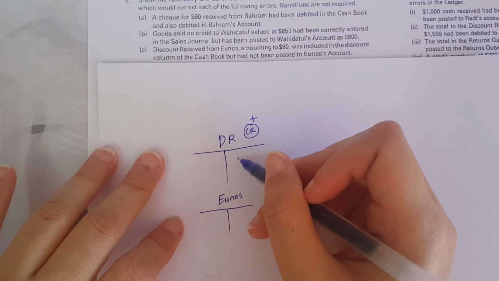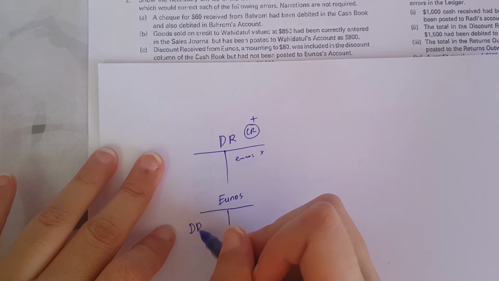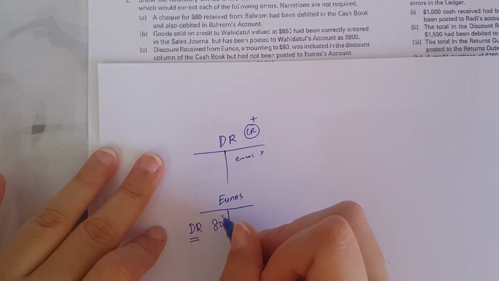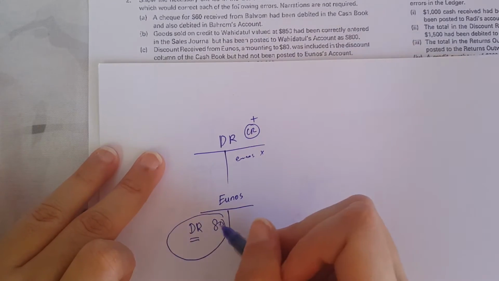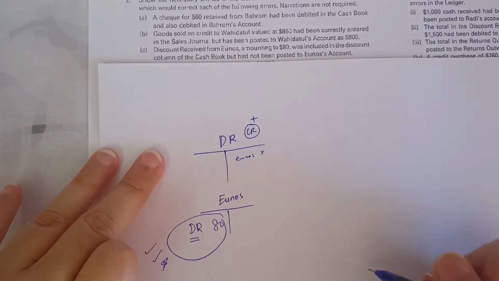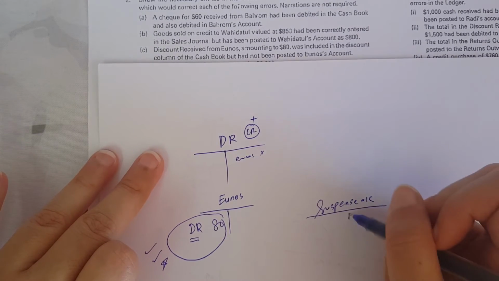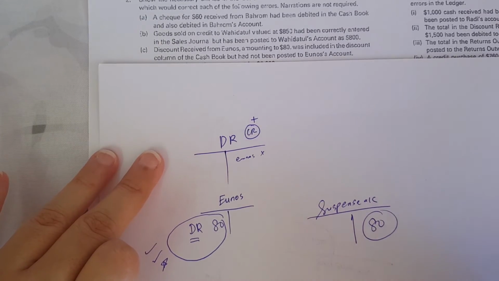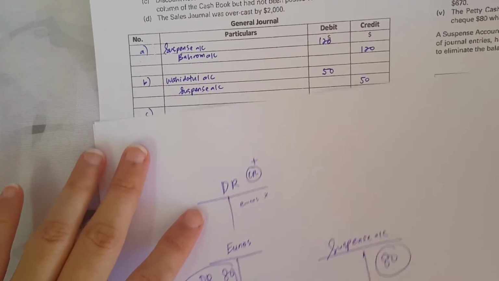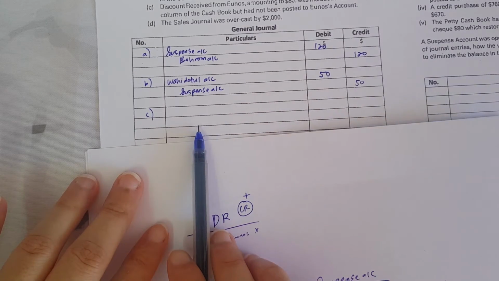So discount received will be here to UNOS. In the UNOS account, there will be an entry here, discount received $80, but it's saying that this is not being recorded, so you will just record this here. So this is the correction. And then another account will be the suspense account. You will have $80 on the credit side to complete the double entry. So you'll write this over here: debit UNOS and credit suspense account.